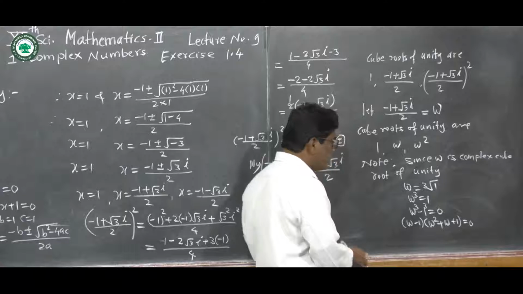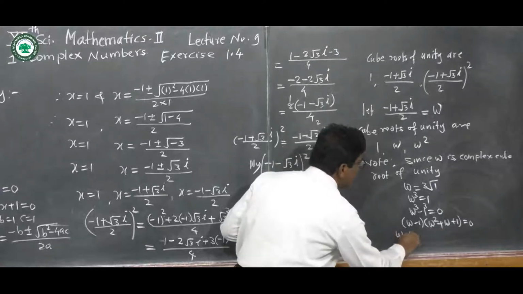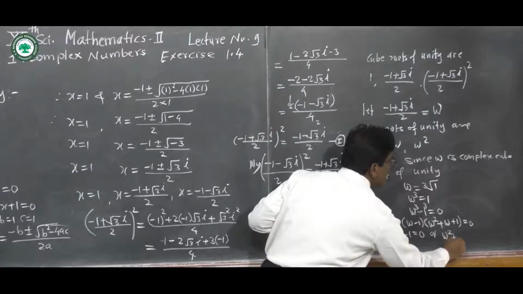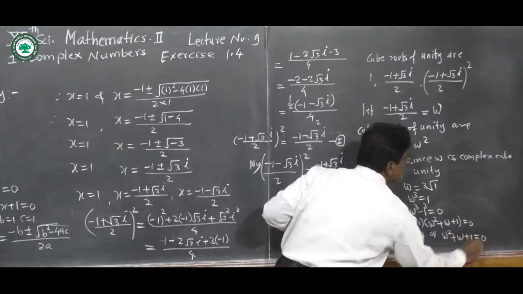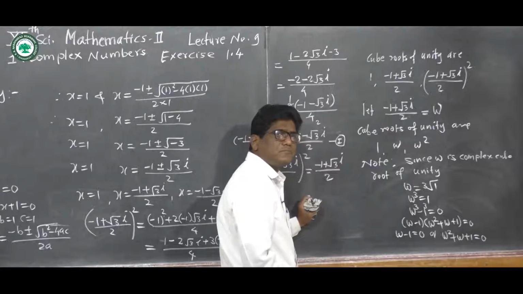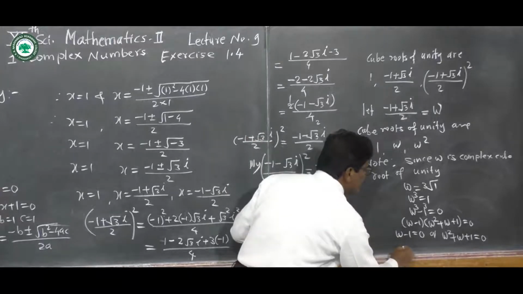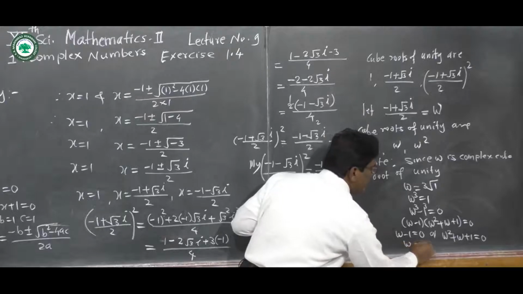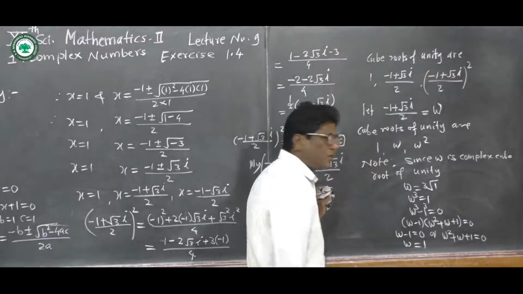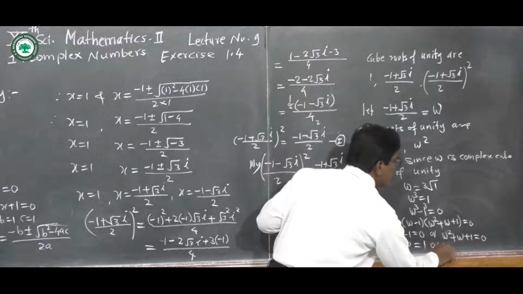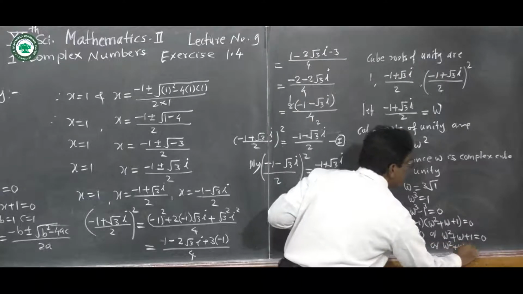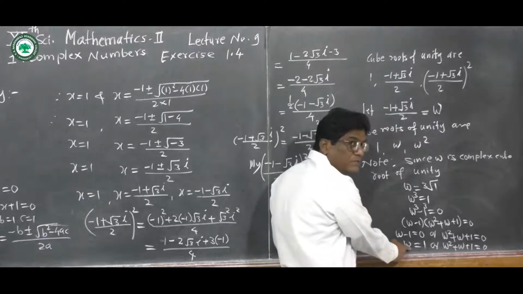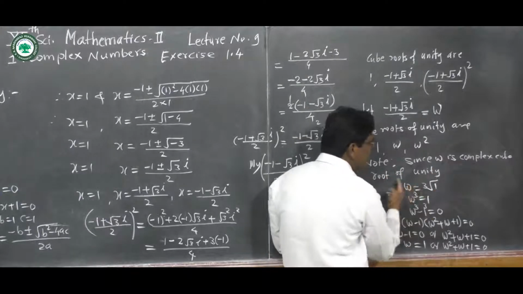So we get here two equations, that is omega minus 1 is equal to 0, or omega square plus omega plus 1 is equal to 0. Get it? But omega is not equal to 0. Omega minus 1 is equal to 0 means omega is equal to 1. Or omega square plus omega plus 1 is equal to 0. So here omega is equal to 1, and we assume omega is a complex cube root of unity.